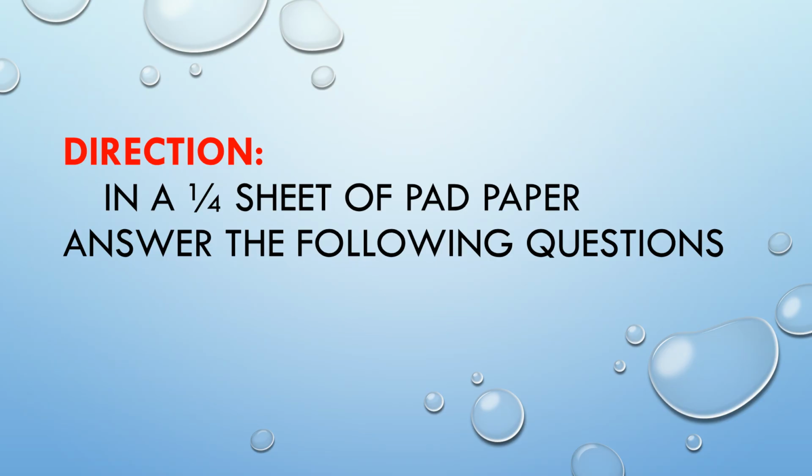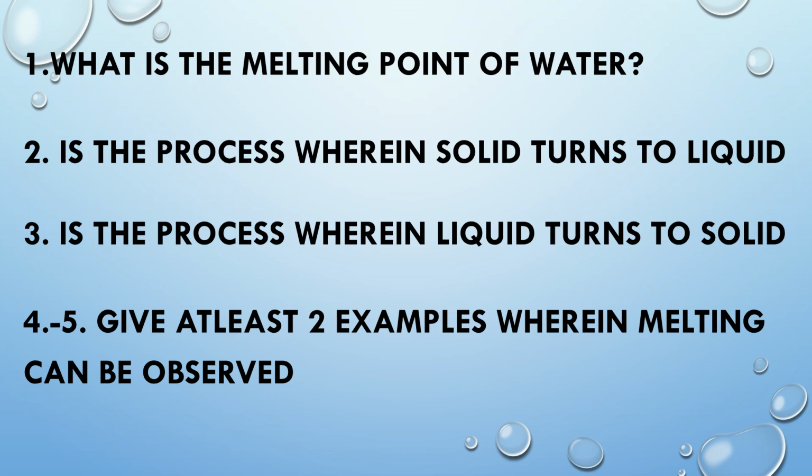Now, on a quarter sheet of pad paper, please answer the following questions. First, what is the melting point of water? Second, what process describes a solid turning into a liquid? Third, what process describes a liquid turning into a solid? Lastly, give at least 2 examples where melting can be observed.